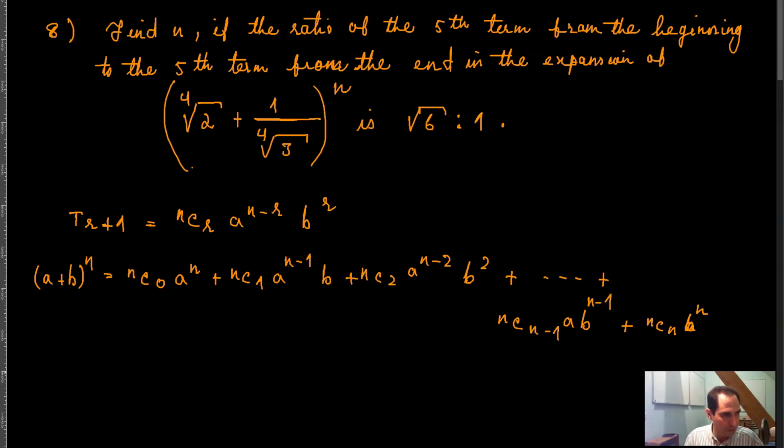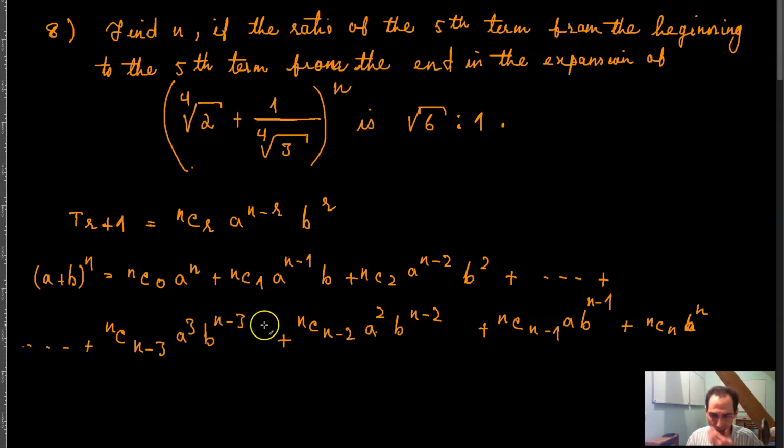The term before that becomes n combination n minus 2, a squared, b raised to the power n minus 2. And the term before that becomes n combination n minus 3, a raised to the power 3, b raised to the power n minus 3, and so on and so forth.